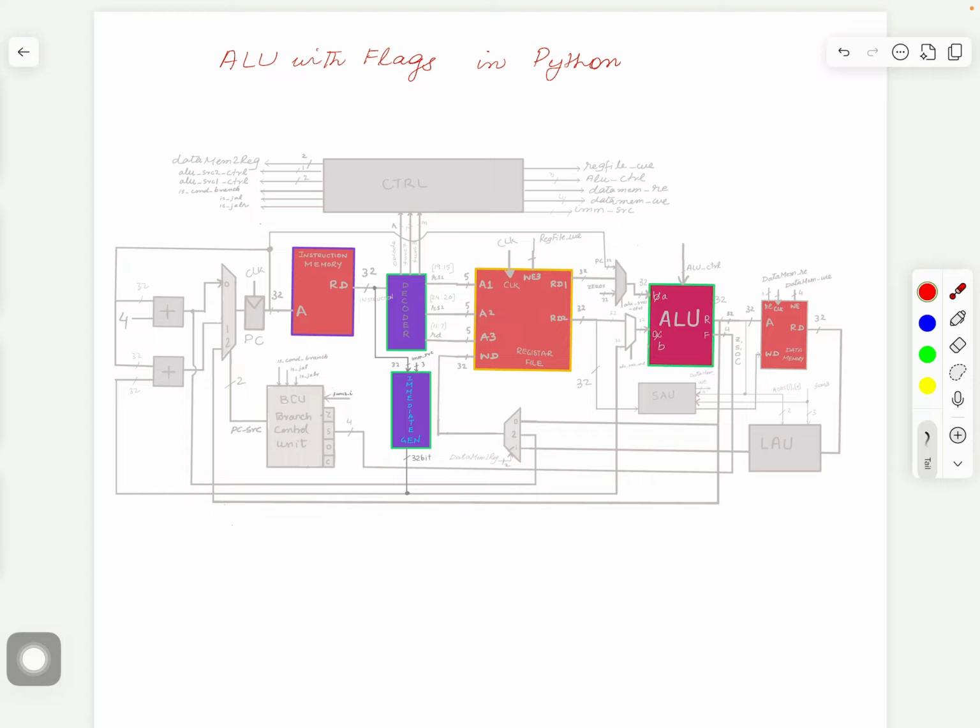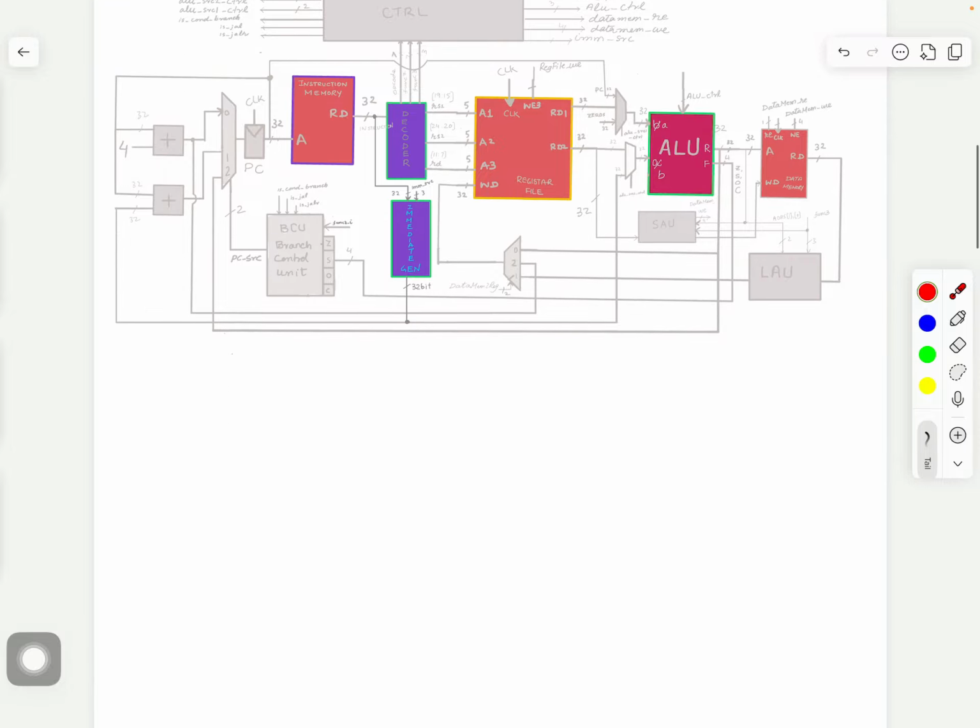The result is 32-bit, but we also have 4 flags. These flags are actually used here in the branching. The result also goes back here for some instructions, but at the same time, the 32-bit result also goes to the data memory. All right, that's the higher level.